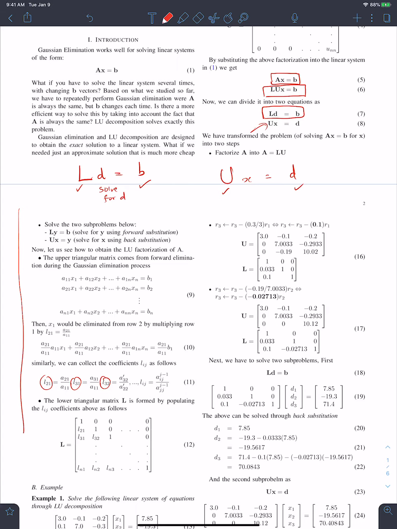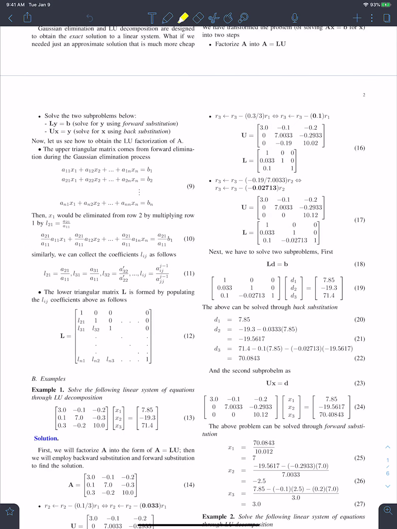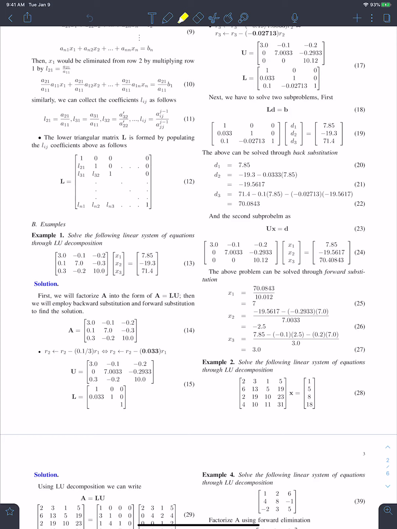So let's do an example. I'm going to explain LU decomposition using this example here. A times X is equal to B. This is a step. We will do the steps involved in Gaussian elimination, where we will make A into an upper triangular matrix, and the coefficients will be used to form the lower triangular matrix.